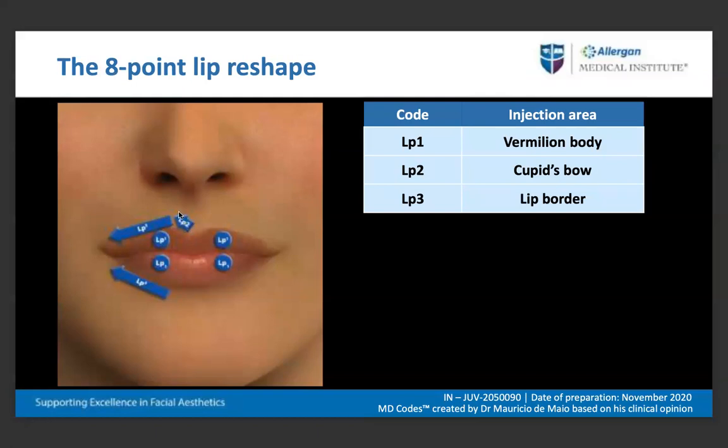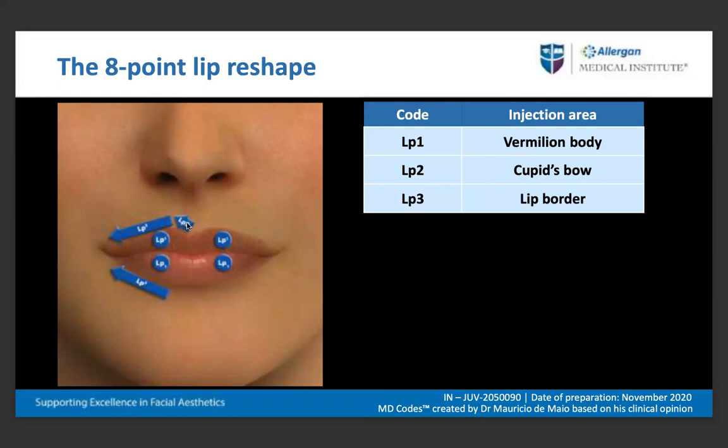LP1, LP2, and LP3 are the border of the lip. LP1 is the vermilion body. LP1 is these areas, these two, which we call the bodies. Upper and lower, 1, 2, and 3. This is the body.